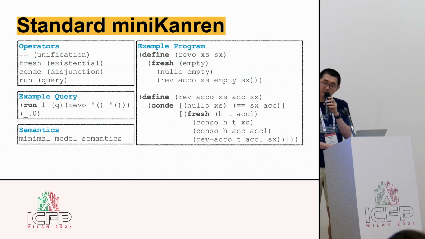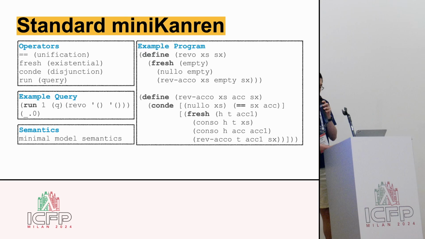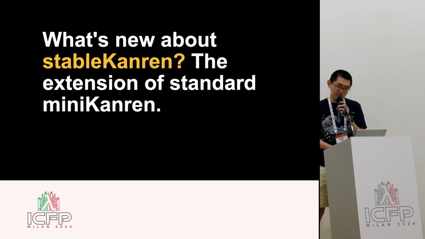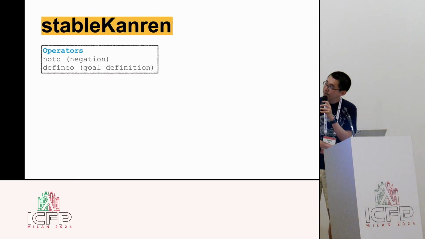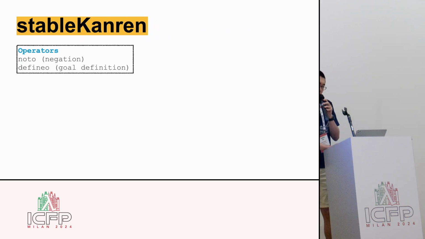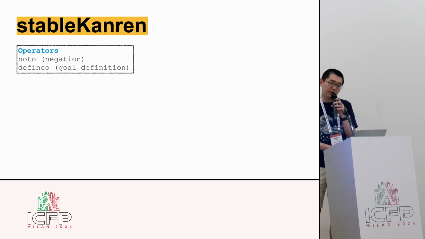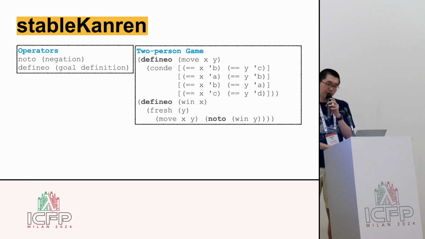The semantics of the miniKanren is the minimum model semantics. And what's new about the stableKanren? This is an extension of the standard miniKanren. So two more new operators in stableKanren: nado to do the negation, and then defineo to wrap the code definition together. One of the example programs used in stableKanren is the two persons game. So basically, given a game board, your winning move is when after you move, your opponent has no move. So this will be your winning position.